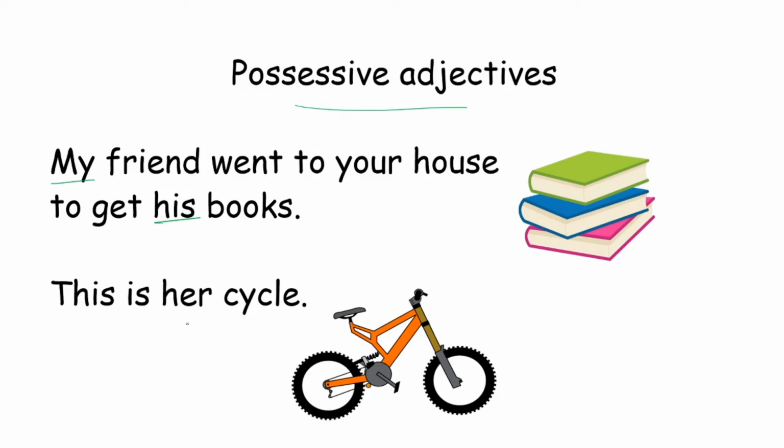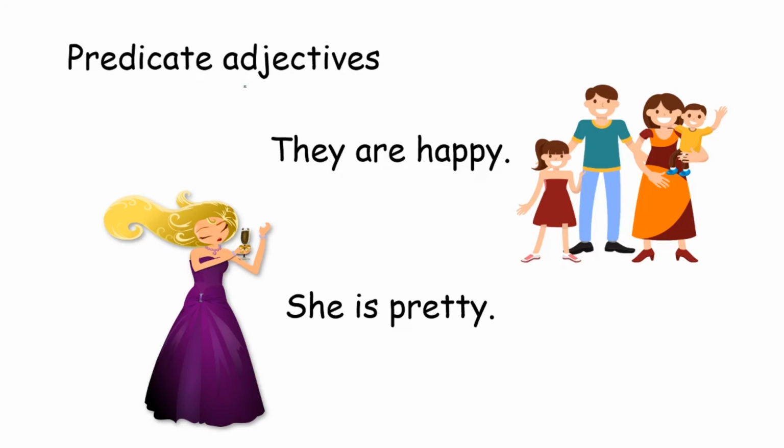This is her cycle. So her here is the possessive adjective. So there are some other important types of adjectives too. So the first one is predicate adjective. So predicate adjectives are usually followed by a linking verb. So linking verbs are am, is, are, was, were, etc. So the adjectives that are followed by the linking verbs are known as predicate adjectives.